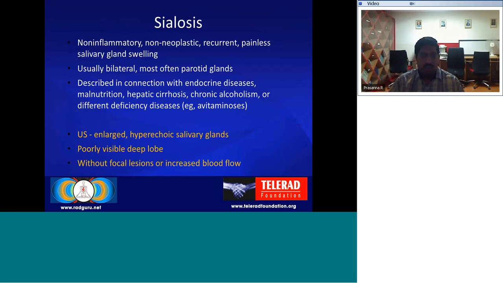On ultrasound we see that the glands are enlarged, hypoechoic, and also with hyperechoic echogenicity, and because of the enlarged gland, the deep lobes may not be clearly visible. There won't be any focal lesions or increased flow. This helps us differentiate, apart from the clinical symptoms that the patient doesn't have fever or pain. By ultrasound there are no focal lesions or hypervascularity.